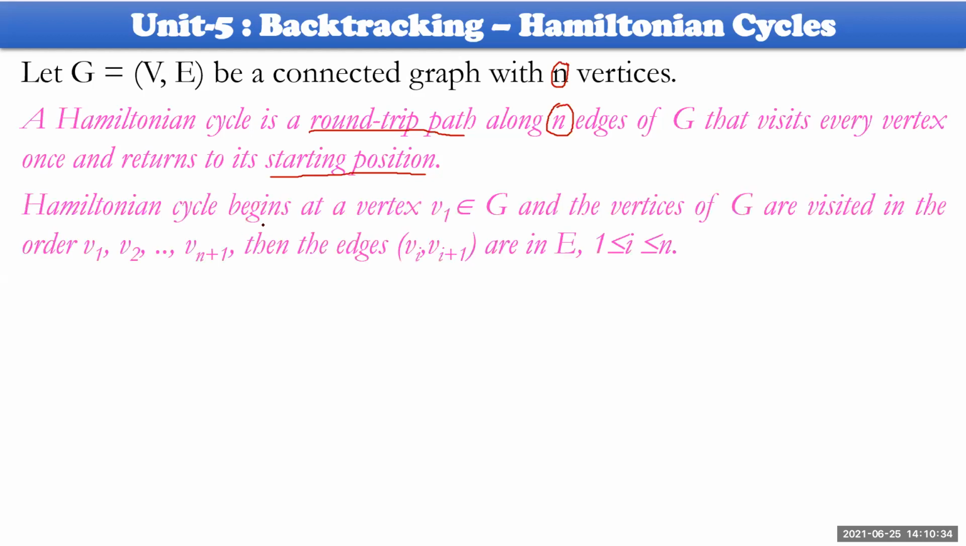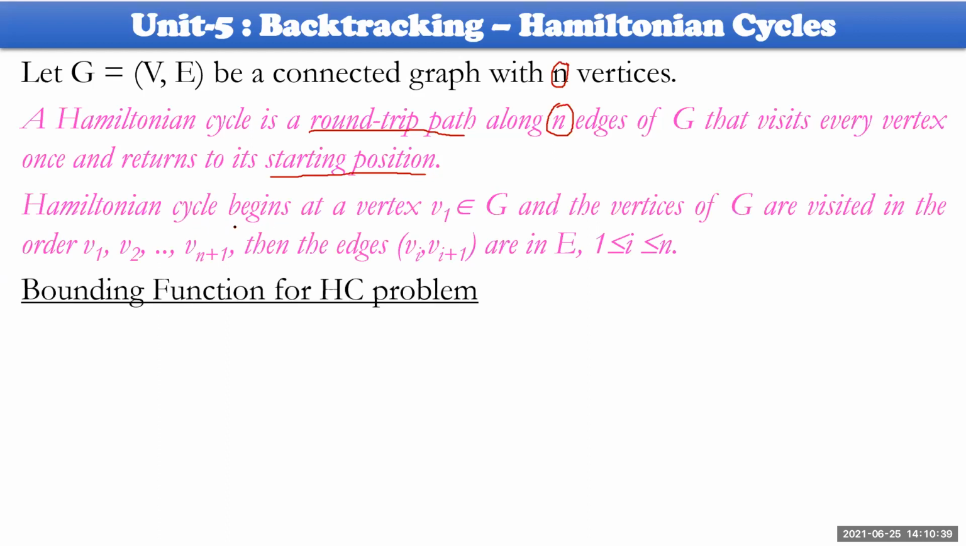So in other words, we'd like to say a Hamiltonian cycle will start at a particular vertex v1, which belongs to the graph G, and visit all vertices in any order. It's not necessarily 1 then 2, 2 then 3; it can be in whatever order, but you have to visit all vertices, and vn+1 will be the starting vertex, that is v1.